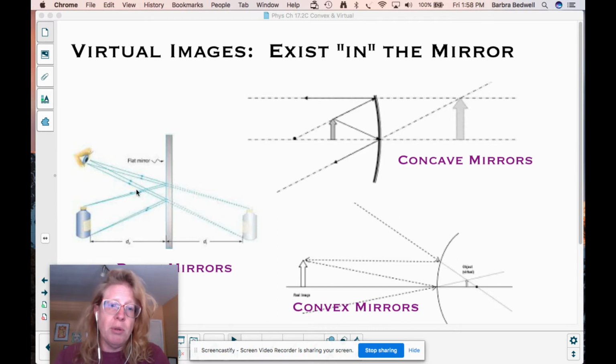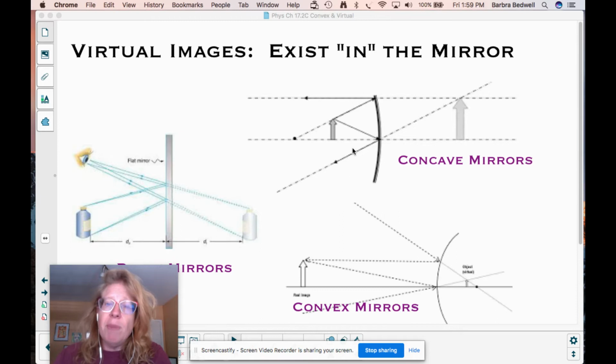When we drew plane mirror images, we had rays bouncing off of the mirror, and then we had our virtual rays extending behind the mirror, and we have our image back there. All of the images that we produce with plane mirrors in 17.1 are virtual images.